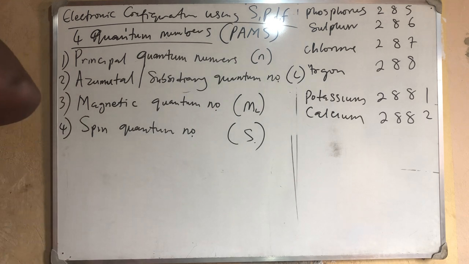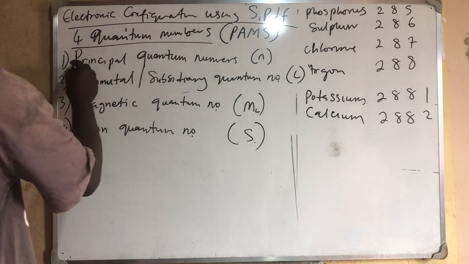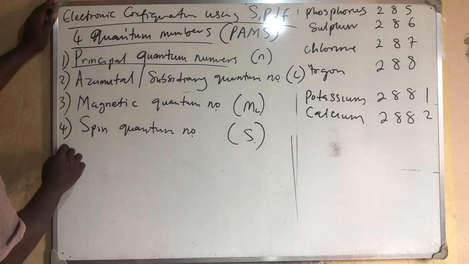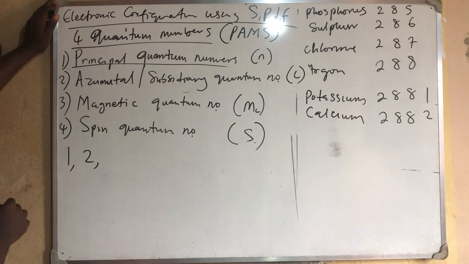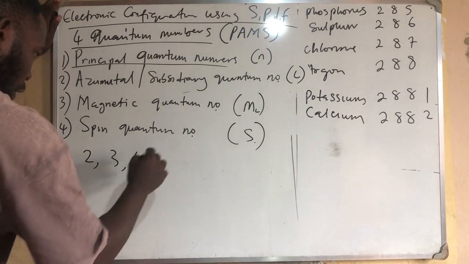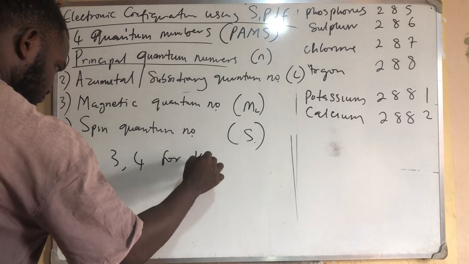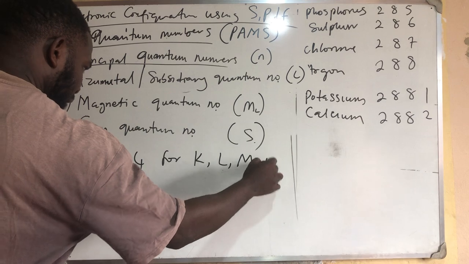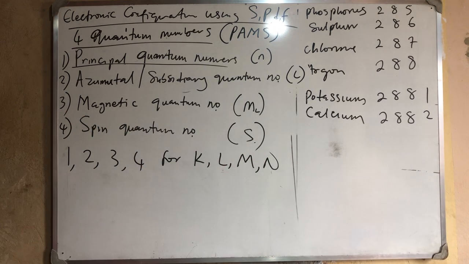All right, so now I'll write a note. Take the first one, the principal quantum number. The principal quantum number is denoted by n, and has an integral value of 1, 2, 3, and 4, for K shell, L shell, M shell, and N shell, respectively.